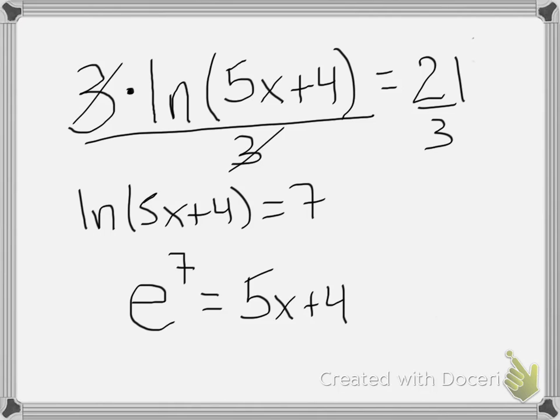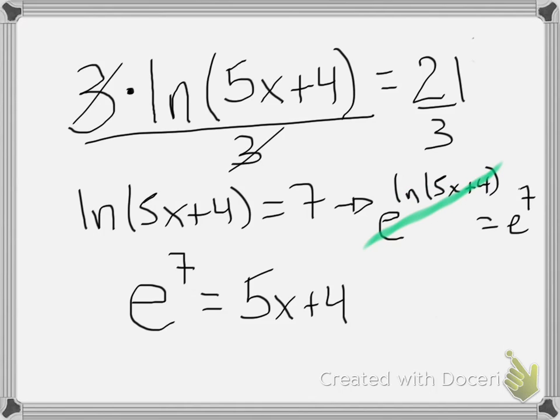You are essentially exponentiating. Off to the side, the other way that you can think about doing this is you are simply making each side a power for e. So you're having e to the natural log of 5x plus 4, and that's going to equal e to the 7th. I'm doing the same thing to both sides. The natural log of 5x plus 4 is equal to 7, so I'm making both sides an exponent on e. That's totally allowed. And so I can evaluate this e to the natural log of 5x plus 4.